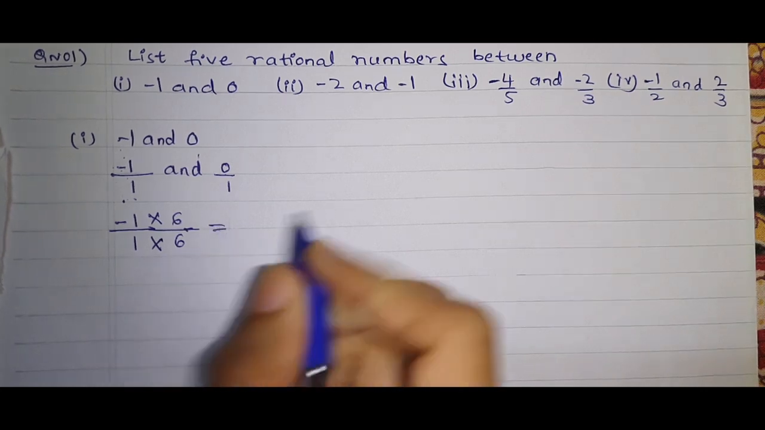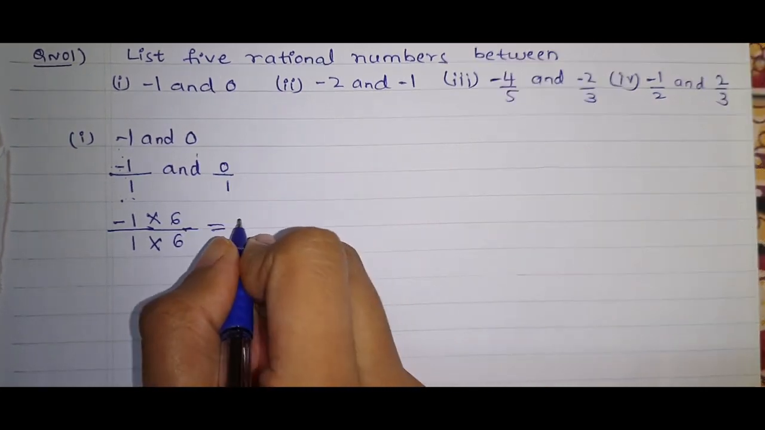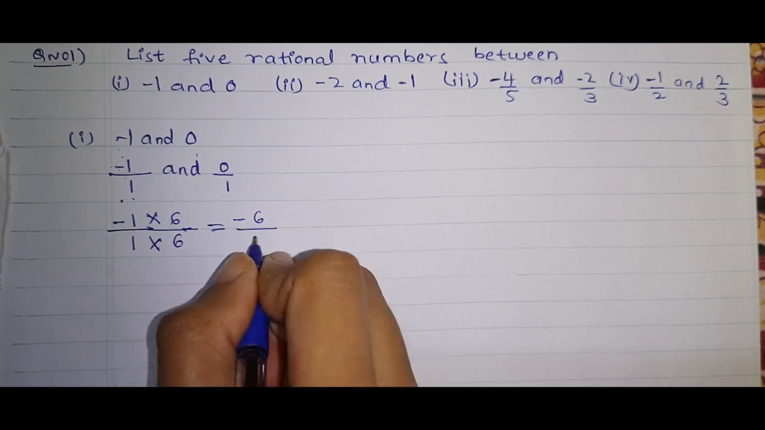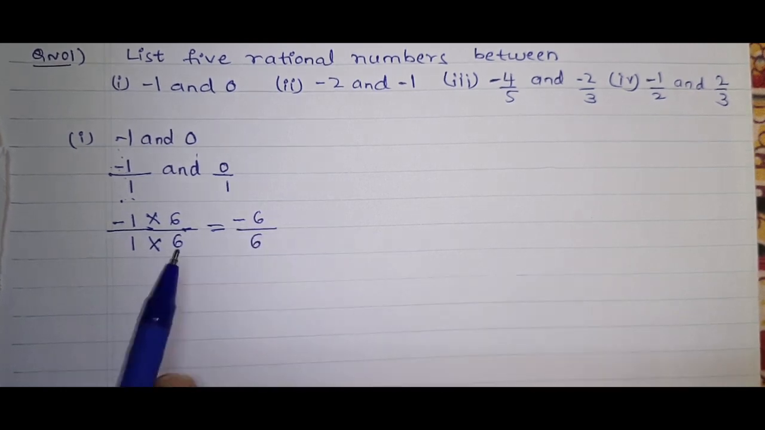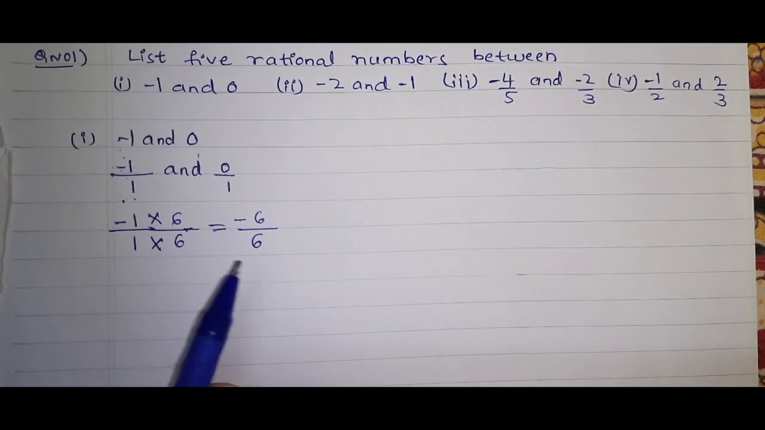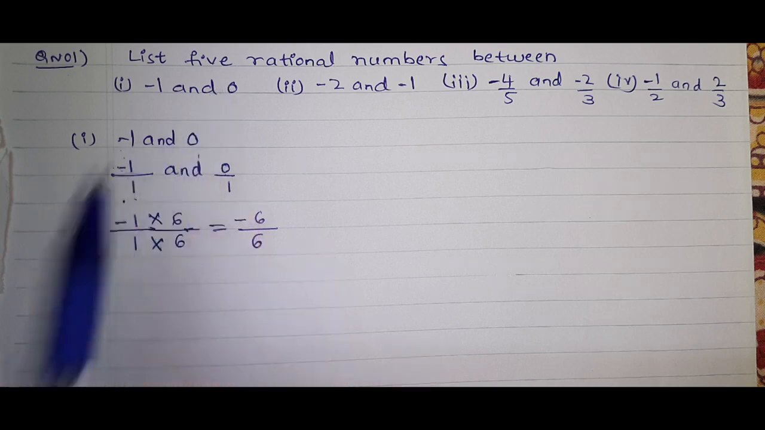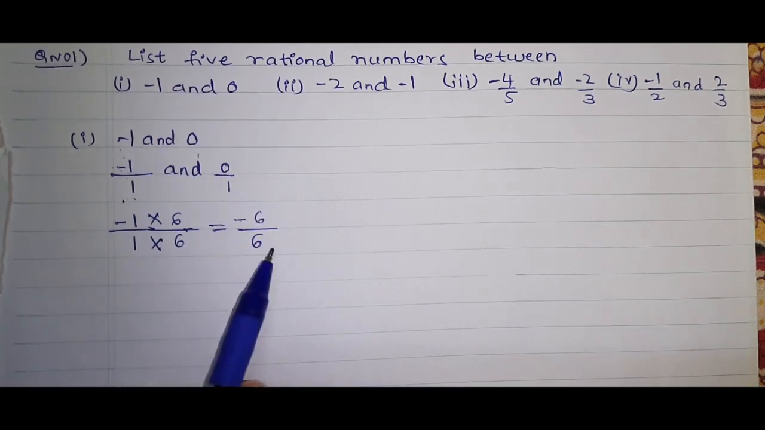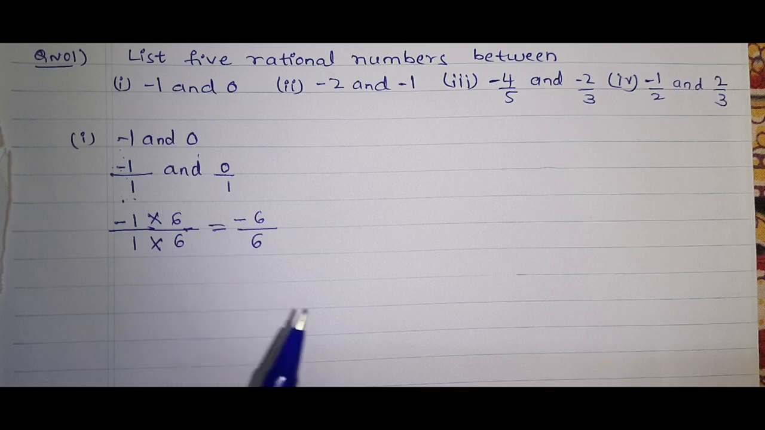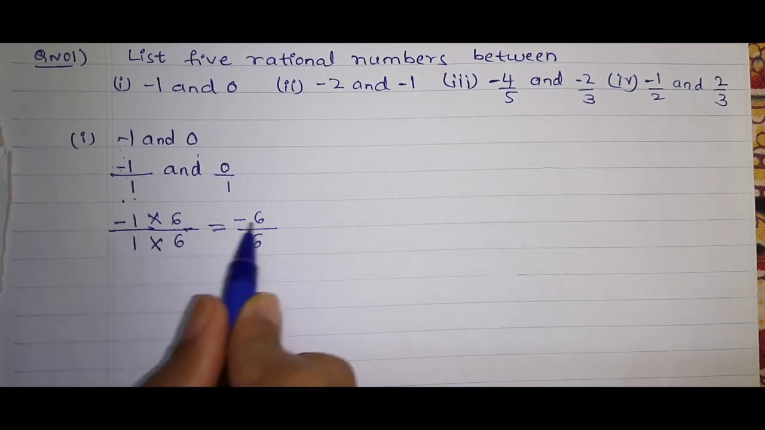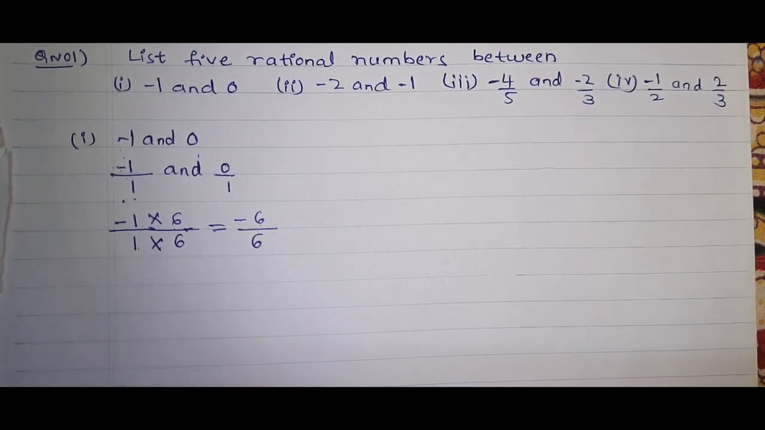Now, minus 1 into 6 is how much? Minus 1 into 6 is minus 6 divided by 6. You can take a greater number, even a greater number, 7, 8, 9. But I just want 5 rational numbers, right? That is the reason I have taken one number greater than 5, that is 6. Now, minus 1 into 6 is minus 6, 1 into 6 is 6. So this is minus 6 divided by 6.